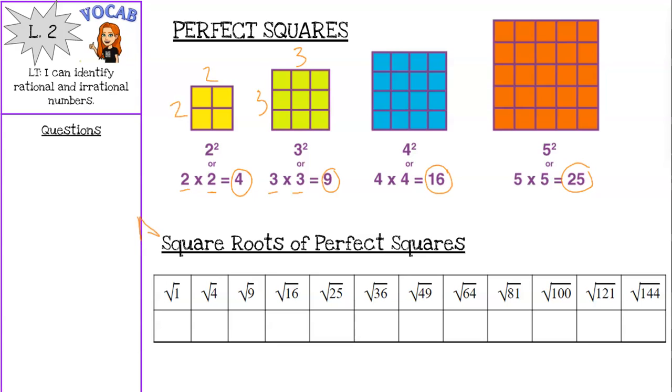So then when we take square roots of perfect squares, we get nice, pretty whole numbers. The square root of 1 is 1 because 1 times 1 is 1. The square root of 4 is 2 because 2 times 2 is 4. The square root of 9 is 3 because 3 times 3 is 9. The square root of 16 is 4 because 4 times 4 is 16. And we can fill out the rest of our table. Just like that.